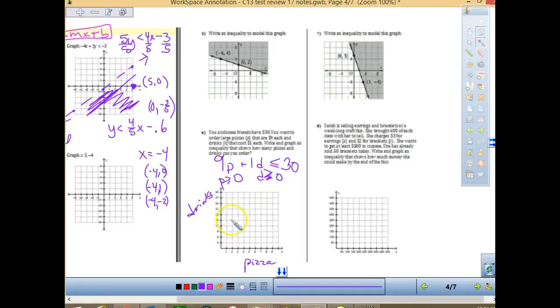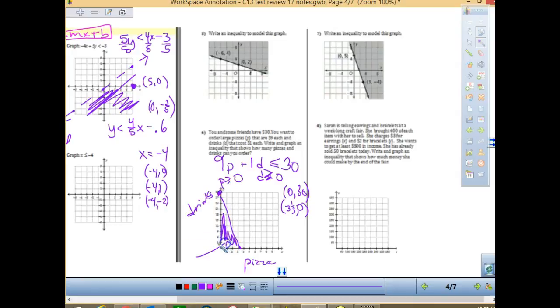So when I'm looking at this, it's pretty easy if I find my intercepts, right? If I have 0 pizzas, how many drinks can you buy? 30. So I have this point right here at (0, 30), right? If I get no drinks, how many pizzas can I have? 3 1/3, right? Now we can't actually get 3 1/3, but when we graph this, we want to have our point being right here. And we are going to shade below there.